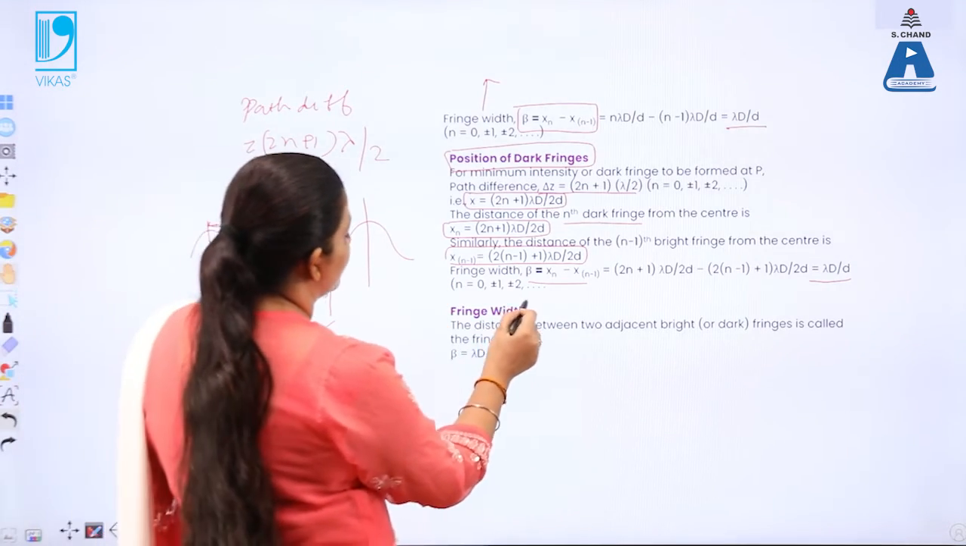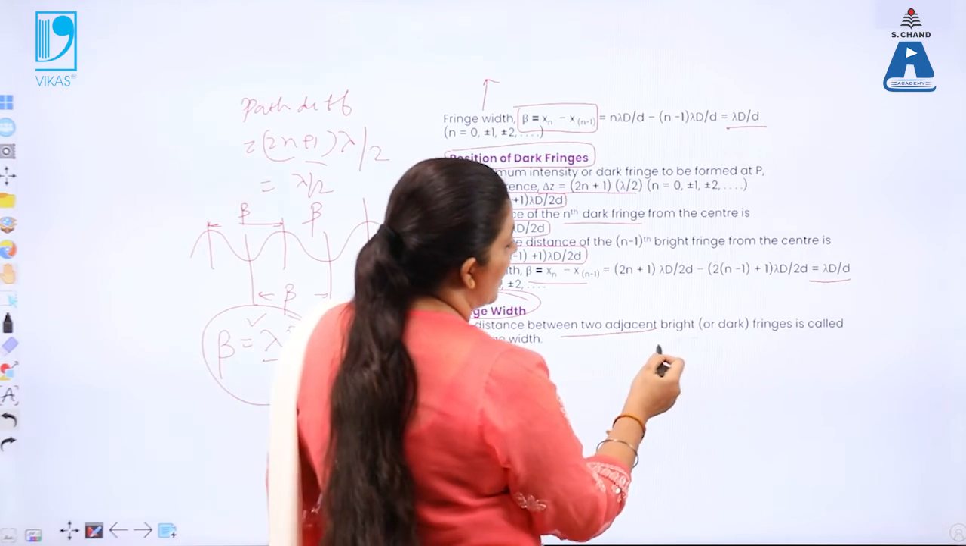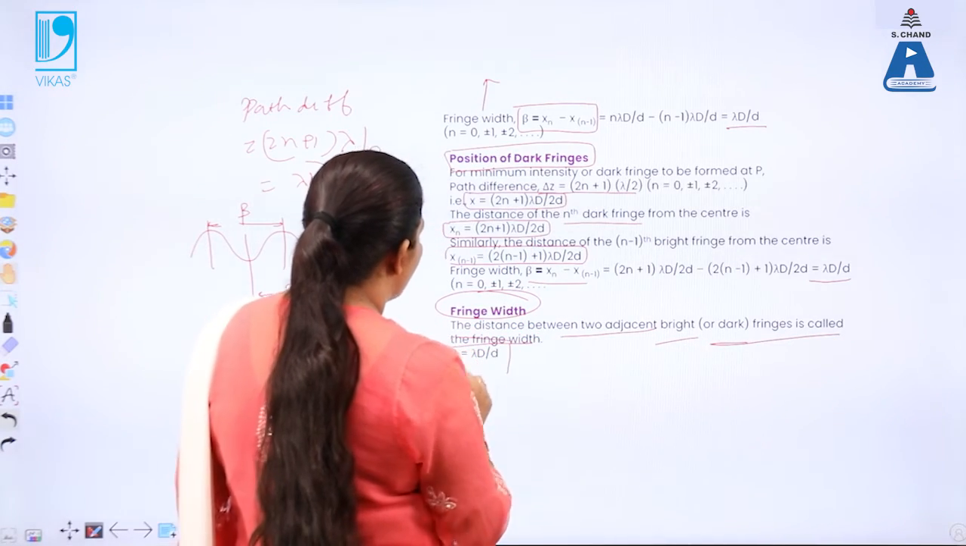Now next, what is the fringe width? Fringe width is the distance between two adjacent or consecutive bright or dark fringes. That is called fringe width, and it is fixed over here.